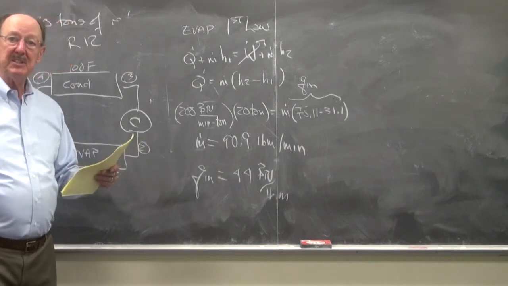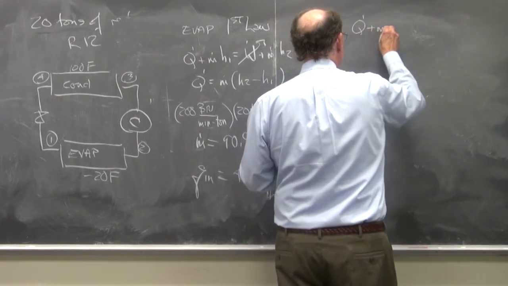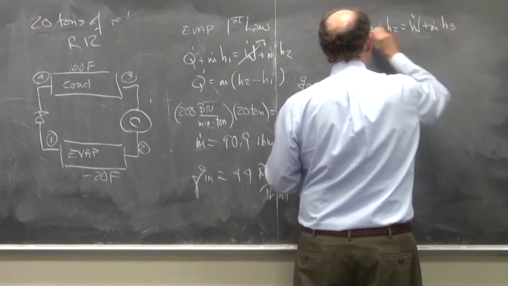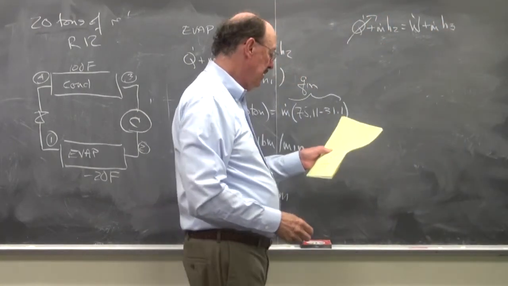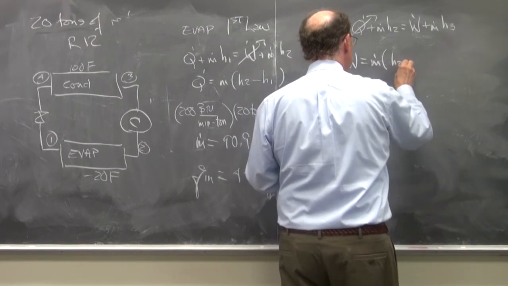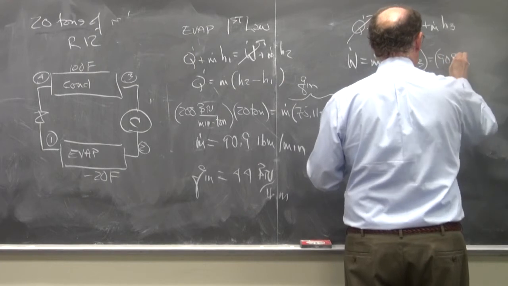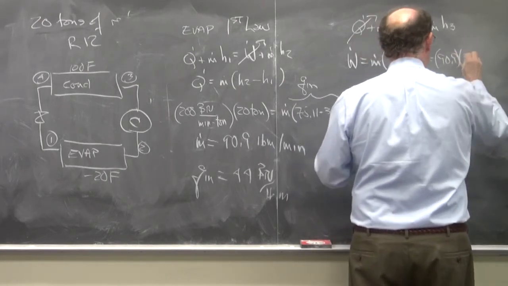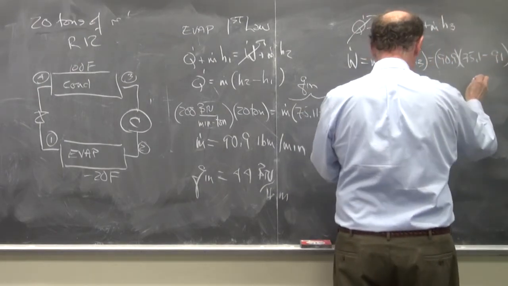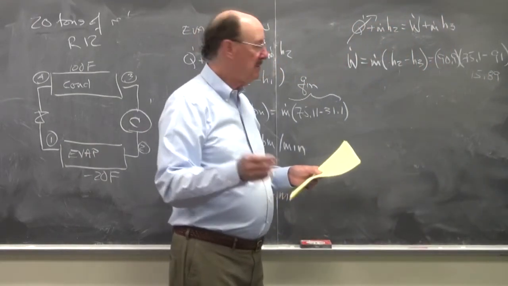Now if I do the same analysis on the compressor, we have Q dot plus m dot H2 is equal to W dot plus m dot H3. In this case, it's reversible adiabatic compression, and we see that W dot is equal to m dot times H2 minus H3, which is equal to 90.9 times 75.1 minus 91. And this term here is 15.89. So this is W net.